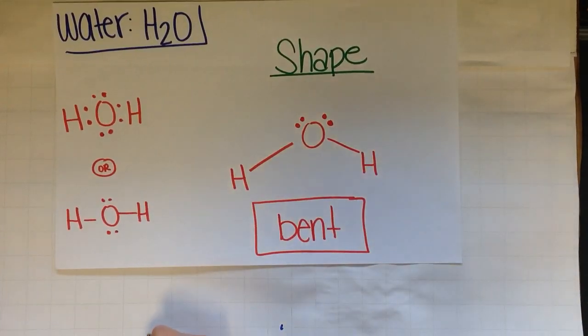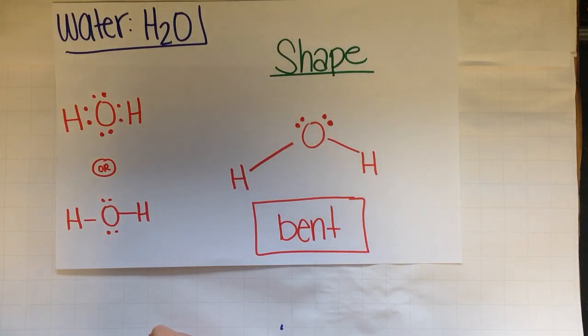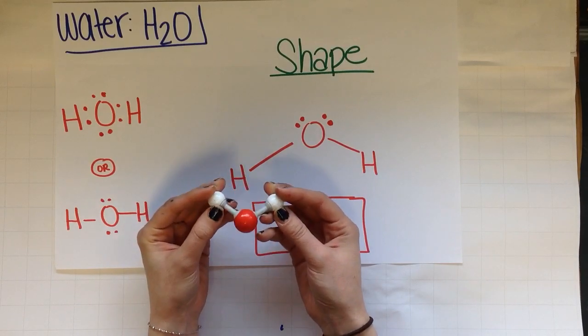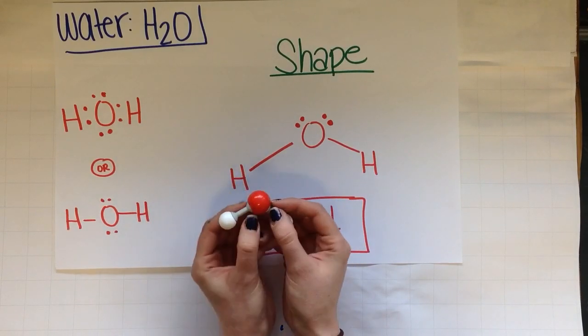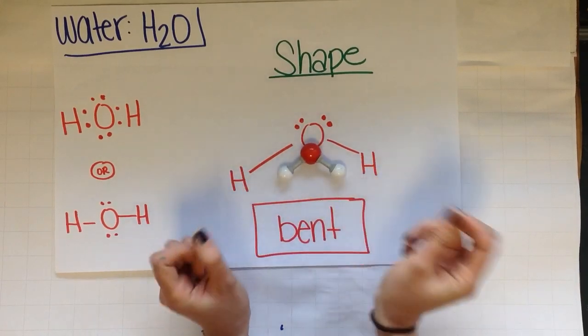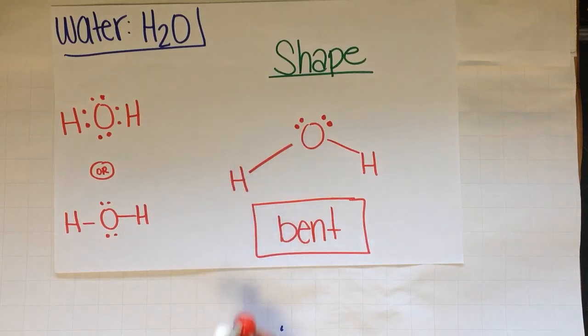These bonds position themselves at about a 105-degree angle. When we built this in lab, this molecule looked like this. If you notice here, I have a red sphere and 2 white spheres. The red sphere had 2 bonding sites, and the white sphere had 1 bonding site. So this is a bent structure. Okay. Next, there are some more structures.